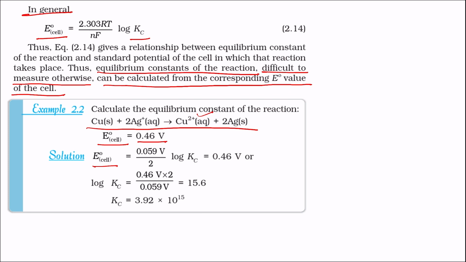So E naught cell is equal to 0.059 by 2 log of the equilibrium constant, and this is equal to 0.46 volt. From this, log Kc can be calculated and it is equal to 15.6. Taking the antilog, the value of the equilibrium constant is equal to 3.92 into 10 to the power 15.